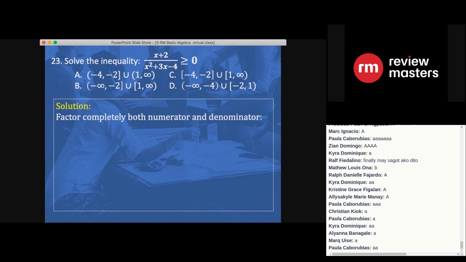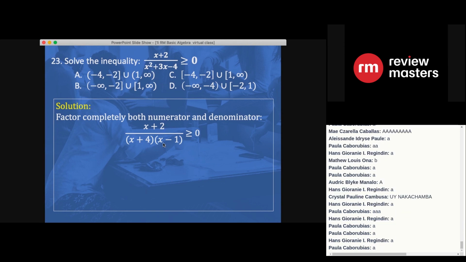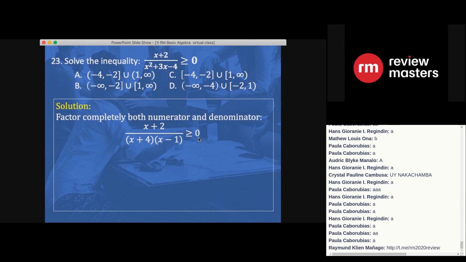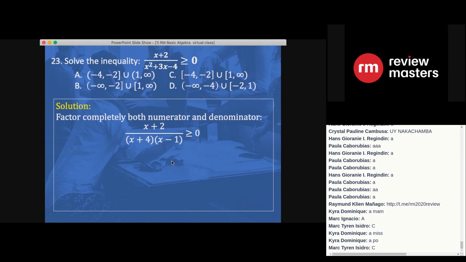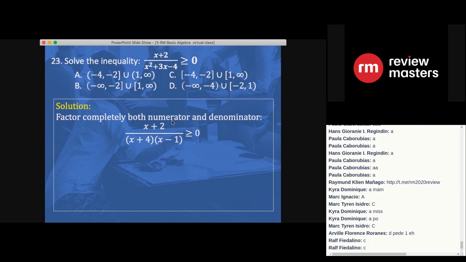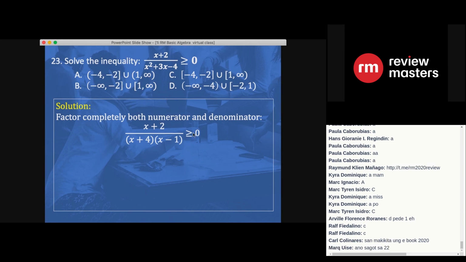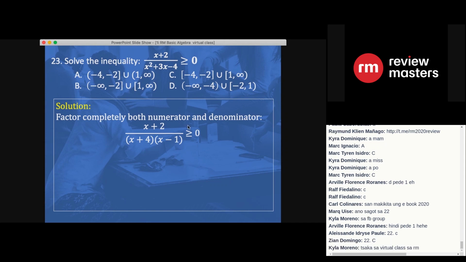Factor completely both the numerator and denominator. So, yung numerator natin ay simplified na. Denominator, the factors would be x plus 4 and x minus 1. So this must be greater than or equal to 0. So dito pa lang, at the back of our minds, kailangan isipin na natin, we are looking for a positive number. Positive siya kasi greater than or equal to 0. Now, that will matter later pag solve natin. Basta since this is greater than, we're looking for positive.